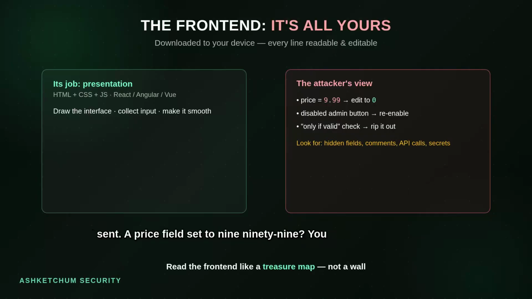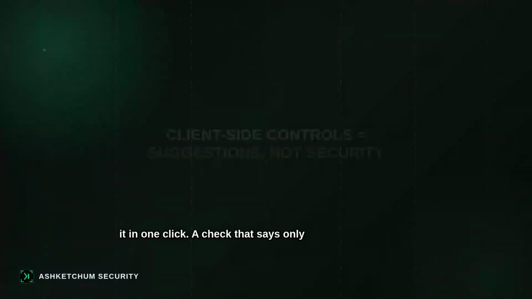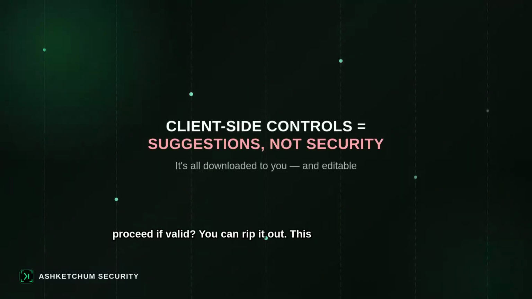A price set to $9.99? You can edit it to 0. A button that's grayed out because you're not an admin? You can re-enable it in one click. A check that says only proceed if valid? You can rip it out. This is why client-side controls are suggestions, not security. They improve the experience for honest users, but to an attacker, they're just editable text.